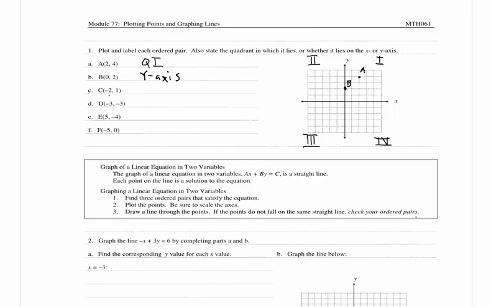In C, we have negative 2, 1. So we're going to go left 2 units, negative 2 right here, and then up 1 unit. So we have point C. And point C is in quadrant 2.